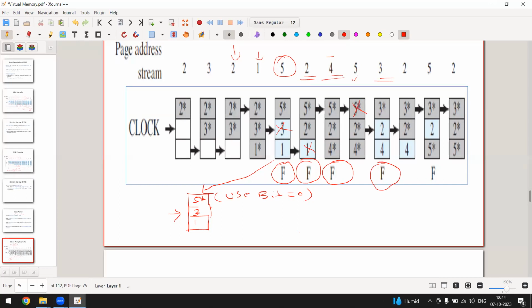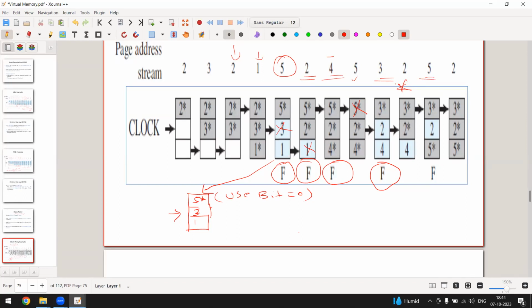Next is 2. So this is interesting. 2 is already here, but 2's use bit was 0. So I will set it to 1 now. So make it star, and the pointer will remain as it is because it is just making an asterisk sign.